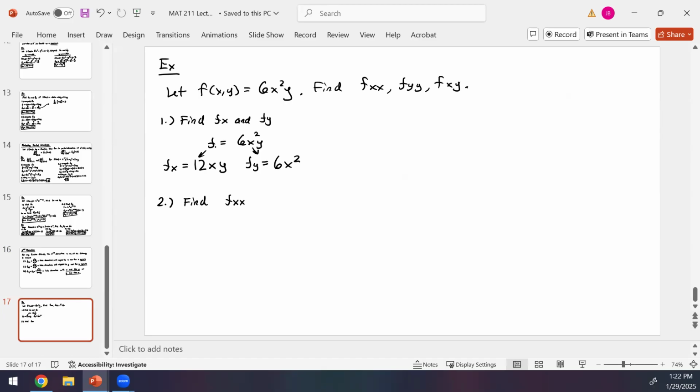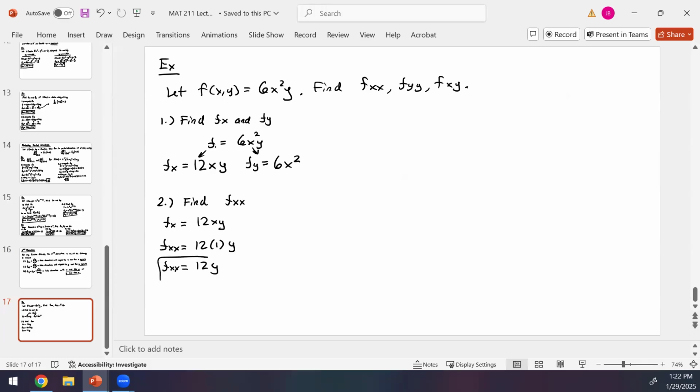So now I do them individually, just so that we can clearly see what's going on. So fx is equal to 12xy. Then fxx just means, okay, you did it with x before, do it again. So x becomes a 1, y still sticks around, and so I get 12y.